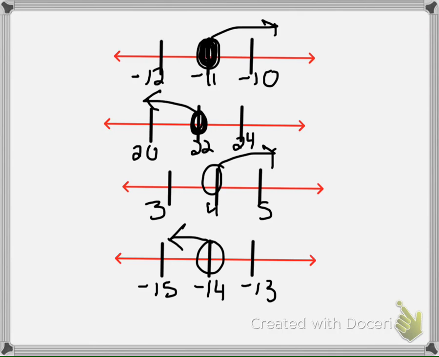So I want you to copy down these problems. Again, negative 12, negative 11, negative 10. Don't worry about how neat they are, just copy them down. I'll wait about 30 seconds for you.